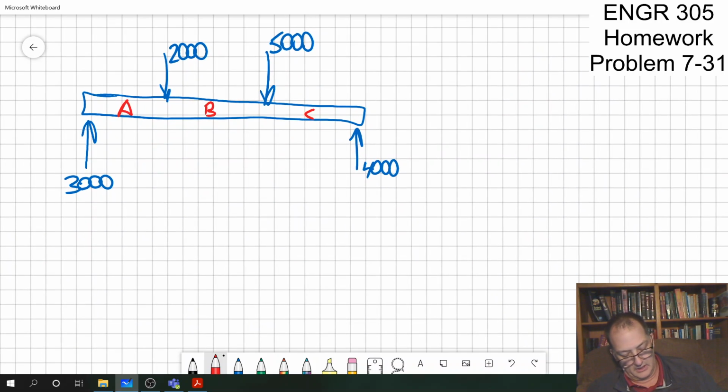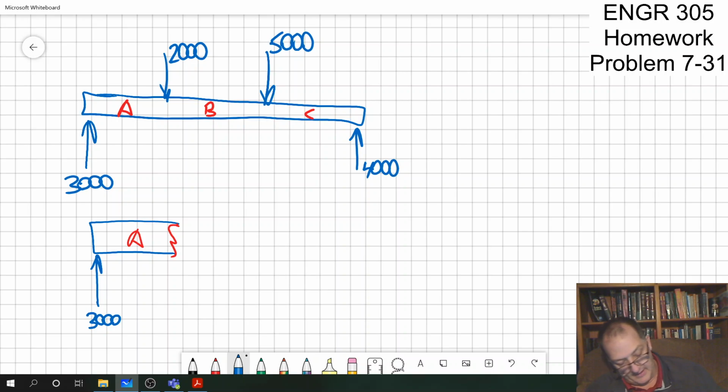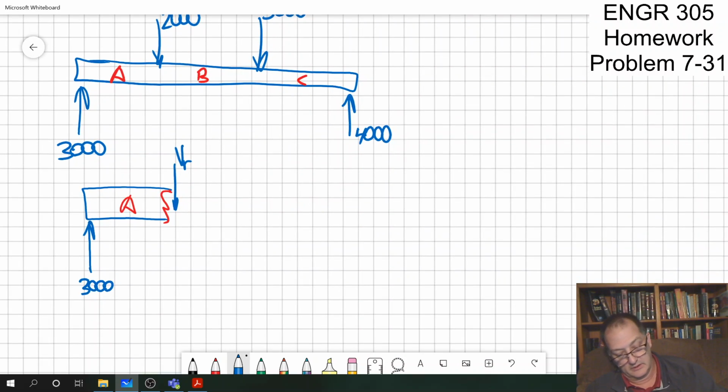So if I have my beam and I cut it anywhere in A, then the only force that I have acting is 3,000 pounds. And that's true for any place on A. So that means that this force, VR, well, I should go through it with the exact same rigor.